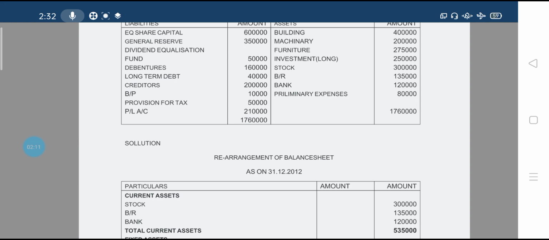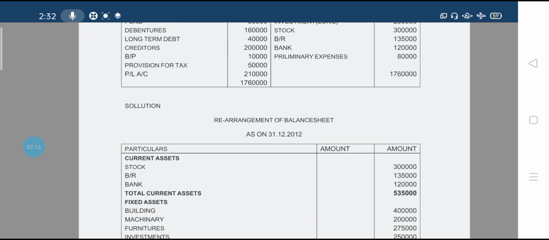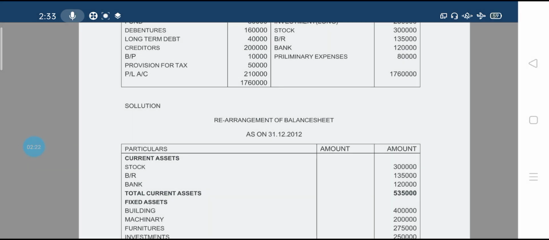The balance sheet has been rearranged like this. First, we can take current assets. Let's see the current assets in this problem: stock 3 lakh, bills receivables 1 lakh 35,000, and bank 1 lakh 20,000. Total current assets are 5 lakh 35,000.